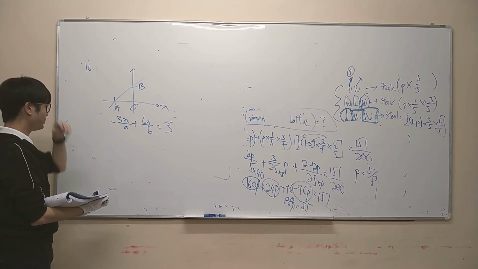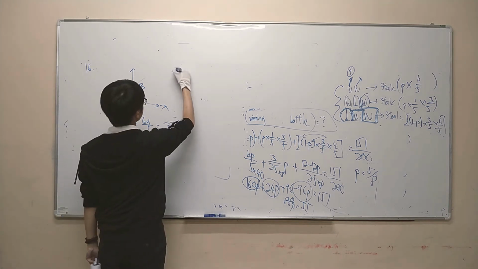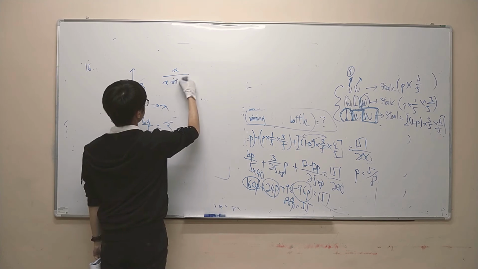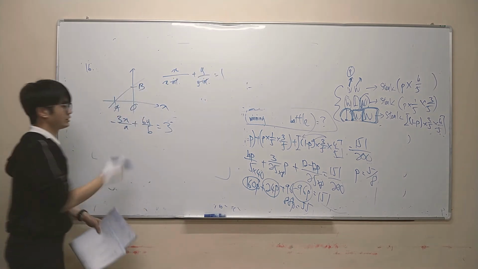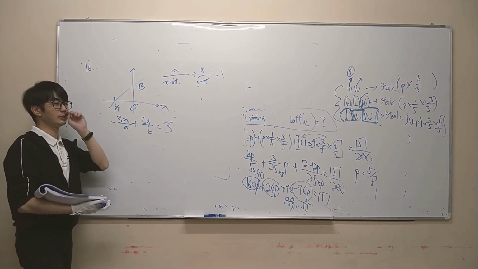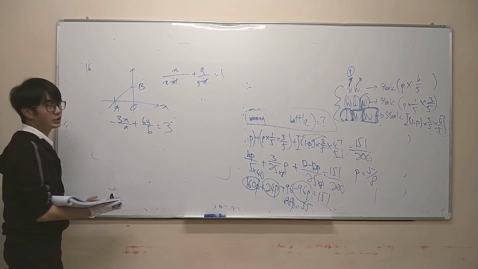Even though it looks like intercept form, it's not intercept form. Because intercept form is like this: x over x-intercept plus y over y-intercept equals 1. This is not intercept form, like this one equals to 3. Okay? So we can change it to intercept form.